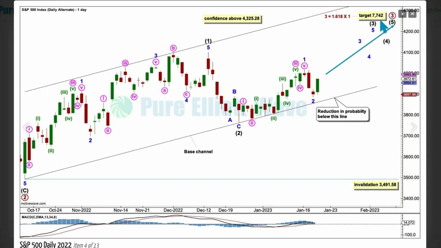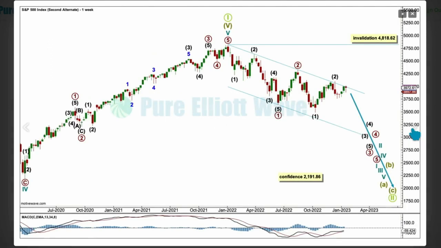3491.58. The target for primary 3 is for it to reach 1.618 the length of primary wave 1, at 7742. And it'll probably take at least over a year, if not 2 or 3, to get there.